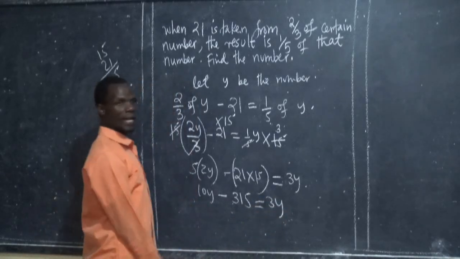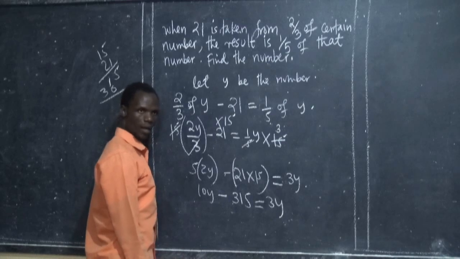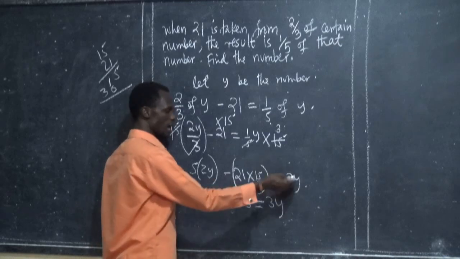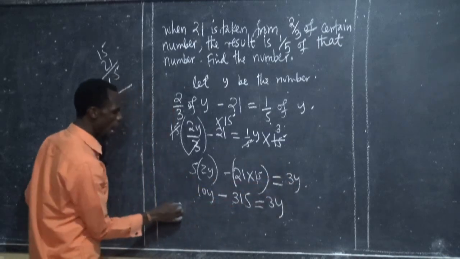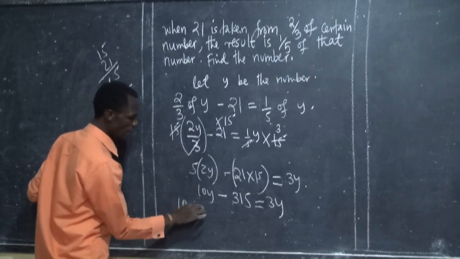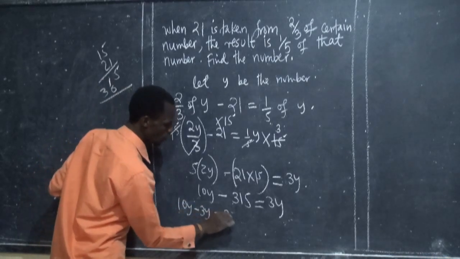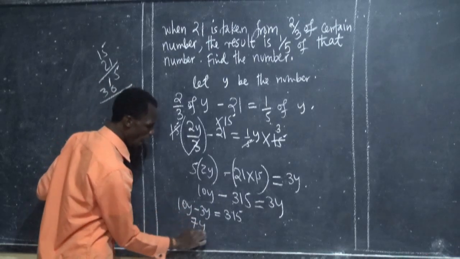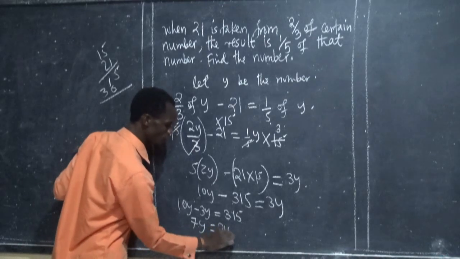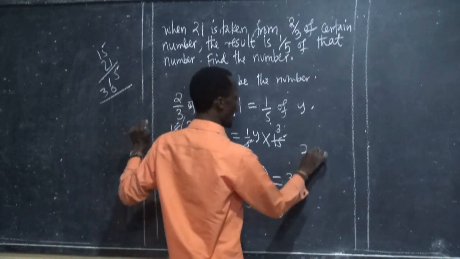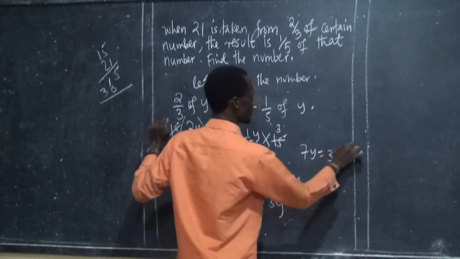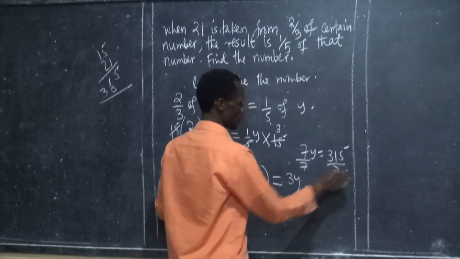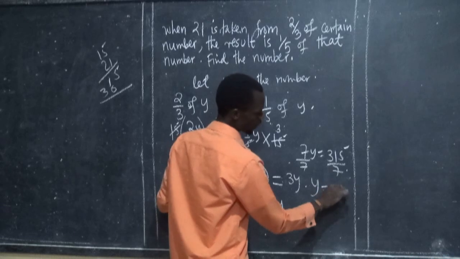Now the like terms are collected together. That is to say, this is taken to this side and this is taken to the other side. Then this will become 10y minus 3y is equal to 315. Here you remain with 7y is equal to 315. We are looking for the value of y. Divide by 7, divide by 7. Then y is equal to 45.